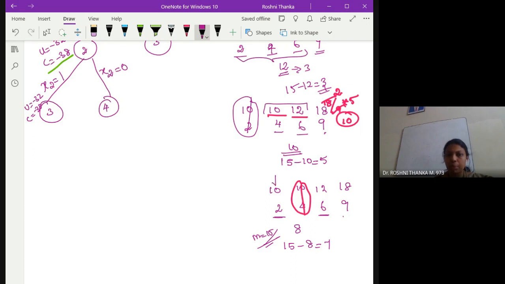So when I take the upper bound calculation, I'll be calculating without fraction. So 10 plus 12 is 22. So here the upper bound is minus 22.